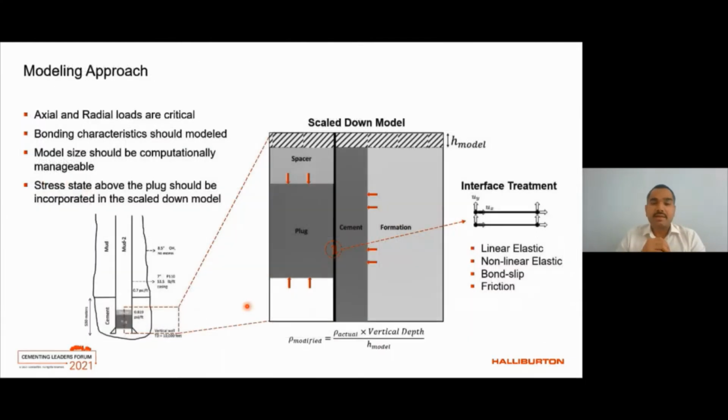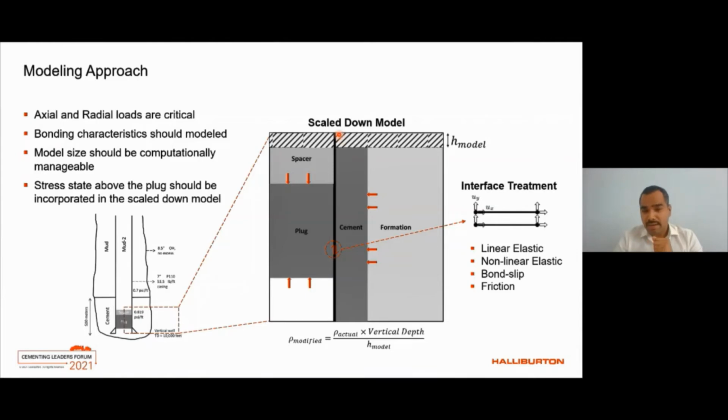This is the example scenario that we were trying to model. And like I said, axial and radial loads are critical. The bonding characteristics should be modeled. Let me explain what I mean with the inset here. Take a well of this nature. Like I said, I'm looking at one half of the symmetry, which is why I'm calling it an axisymmetric model. Here is how the scaled down model looks.